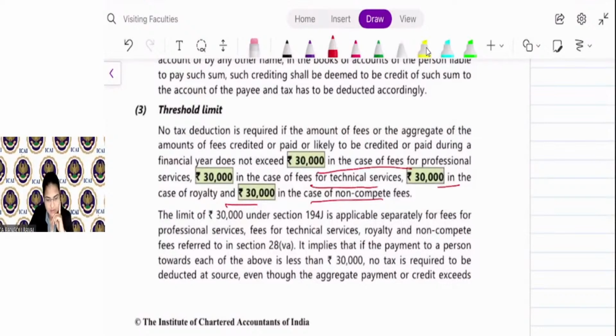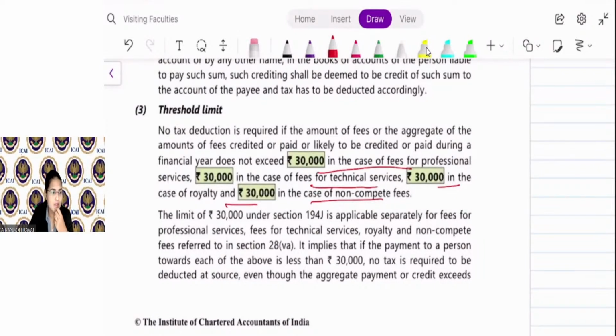No, IA is not applicable, Sri Lakshmi. Mohammed, here those individual and HUF whose turnover in last year is more than 1 crore and the professional fees is more than 50 lakh, then they are required to deduct TDS under 194G.